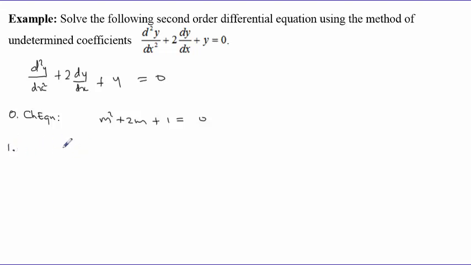Next step, solving this gives us m plus 1 times m plus 1 equals 0, which in this case here you've got m plus 1 squared equals 0. This is the case where we say this is a perfect square, a factor is repeated, and the roots we get here, we're going to call them repeated roots.